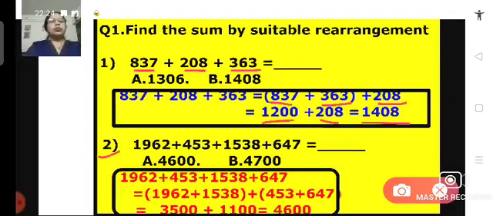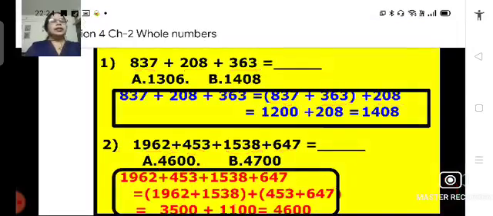Next, second one, we have 1962 plus 453 plus 1538 plus 647. Which two numbers do we group together? We will group together 1962 and 1538, and we will group together 453 and 647, so that we get zeros in ones and tens place. So we get 3500 and 1100. When we add them, we get 4600 as the result. So the answer is option A, 4600.